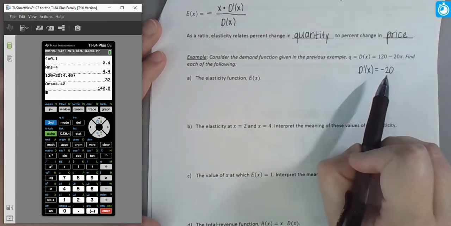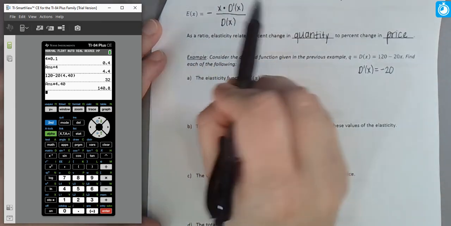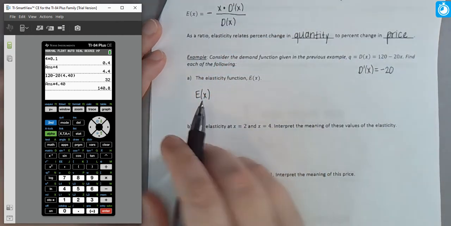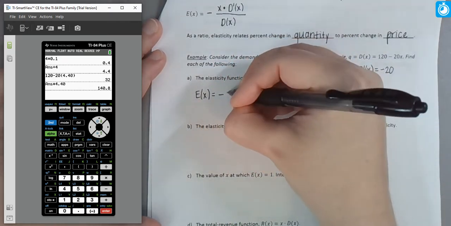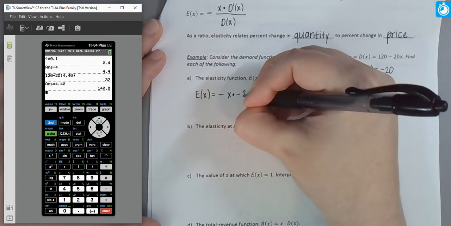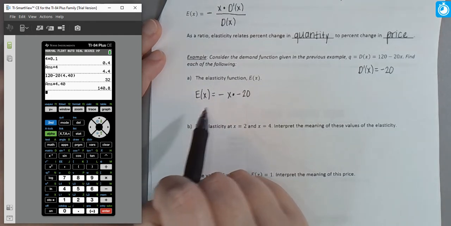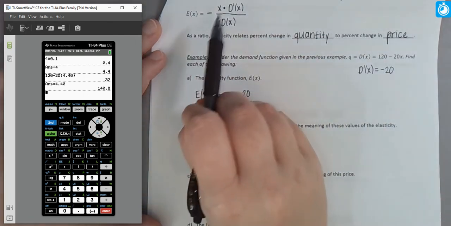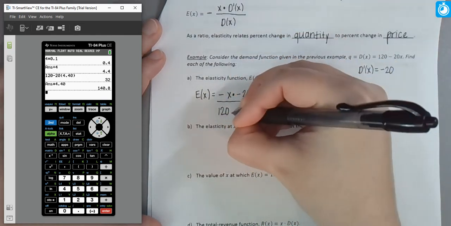Once we have that, we can plug that along with our actual demand function into this expression, and the result is going to be our elasticity function. So the elasticity of x, where x represents the price that we're setting, is going to be negative x times our derivative, which is negative 20. You'll notice I'm putting the negative into the numerator. You can leave it out front. I just tend to put it with the numerator so that these two negatives can then combine. That's honestly just personal choice. And then our denominator is going to be the original demand function, 120 minus 20x.